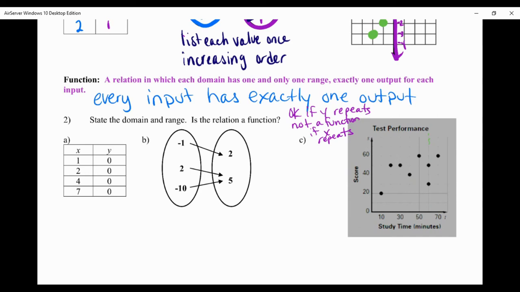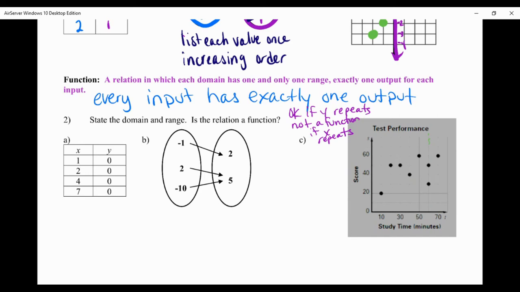So for each of these displays of the relation, we want to state the domain and the range. Remember, the domain is the set of all inputs. The range is the set of all outputs. And then we want to determine if that relation is a function. So does each input have exactly one output?